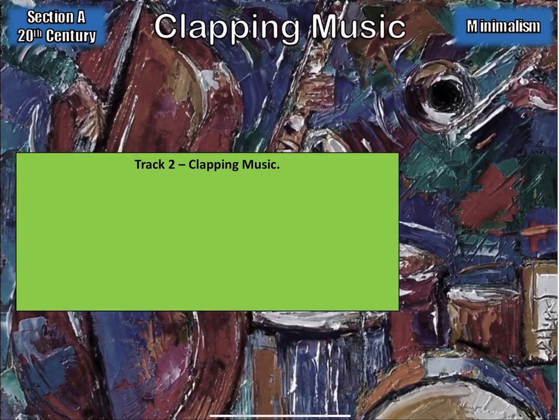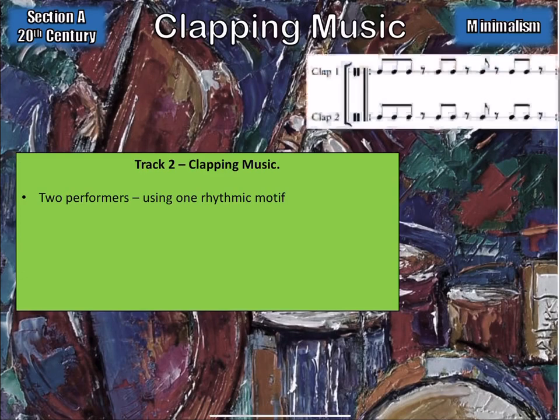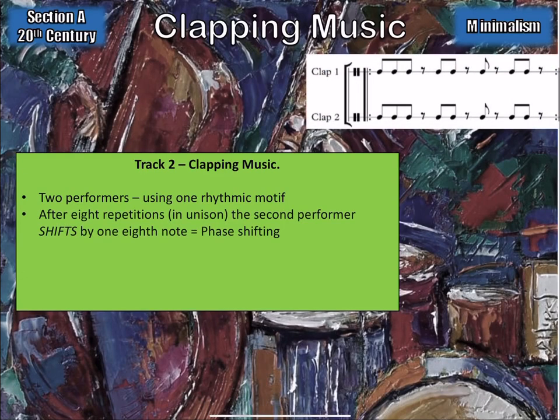Hopefully you've had a listen to the piece and you may have worked out that it's very simple actually. The key thing is you've got 2 performers and they use one rhythmic motif, which I've illustrated there. The rhythm is da da da da da da da da. And they start together, in unison, but gradually that changes over time.